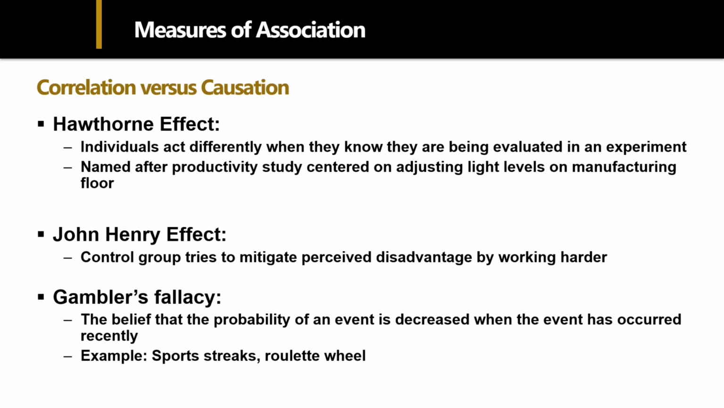The gambler's fallacy is one that believes that previous events will change the inherent probabilities of events happening. These are sports streaks or also a roulette wheel.